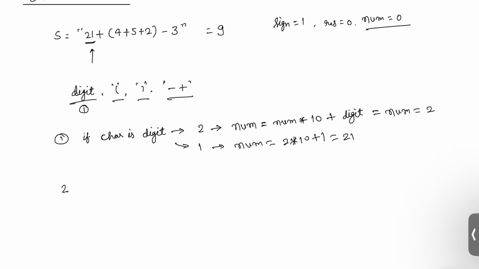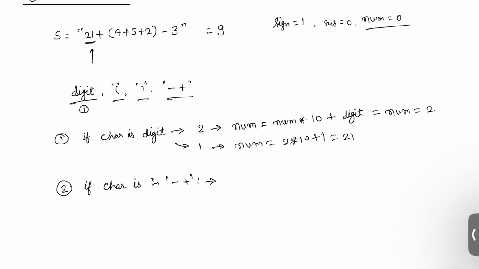Second is the opening bracket. Now I will move according to this. After 21 there is a symbol coming. So if the character is minus or plus. Because before a symbol there can't be an opening bracket; an opening bracket will only be at the starting. So after 21 there is a plus sign.